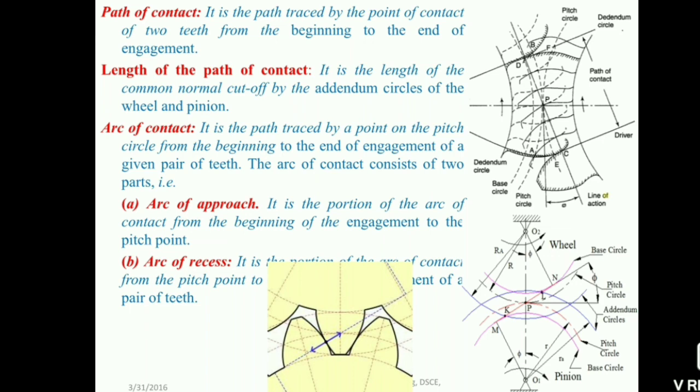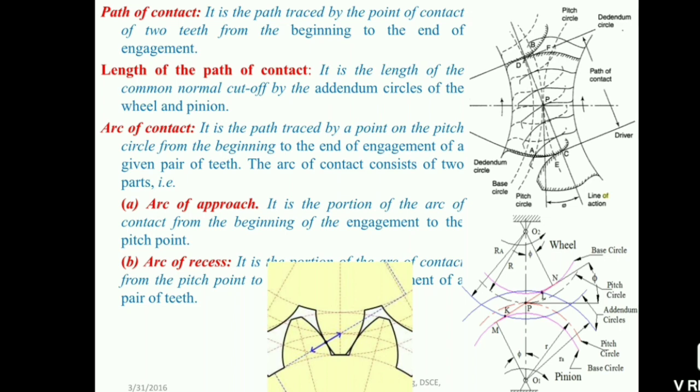The length is the length of path of contact. It is nothing but the linear distance of this path of contact. Then you have arc of contact. That is also when, on the pitch circle, if you take a distance, it will be in the form of an arc. So that is arc of contact.